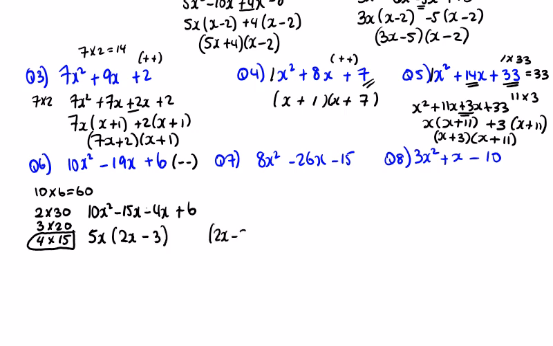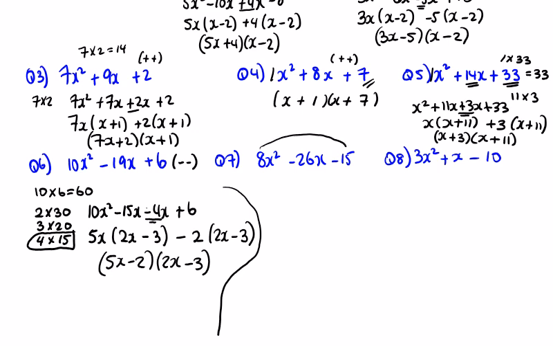Does 2x minus 3 go in here? Does this number work? No, this time it doesn't. 2 by 2 is 4, and we need a minus. So 5x minus 2 by 2x minus 3. Okay, 2 left.